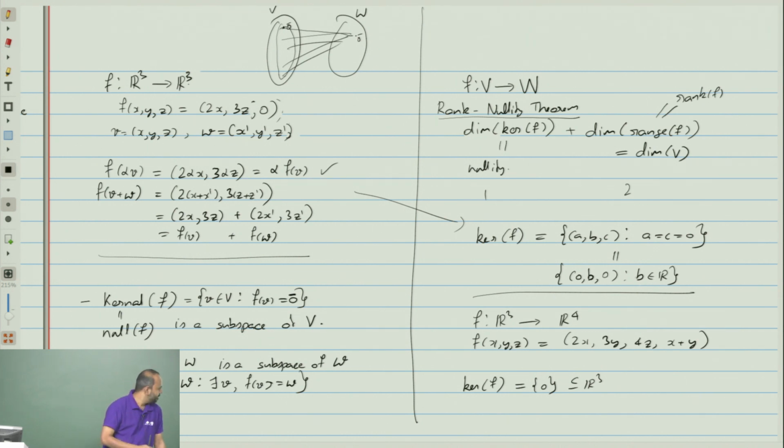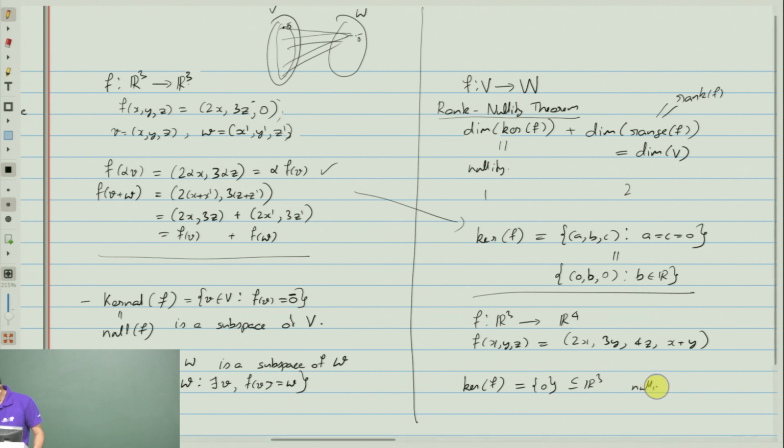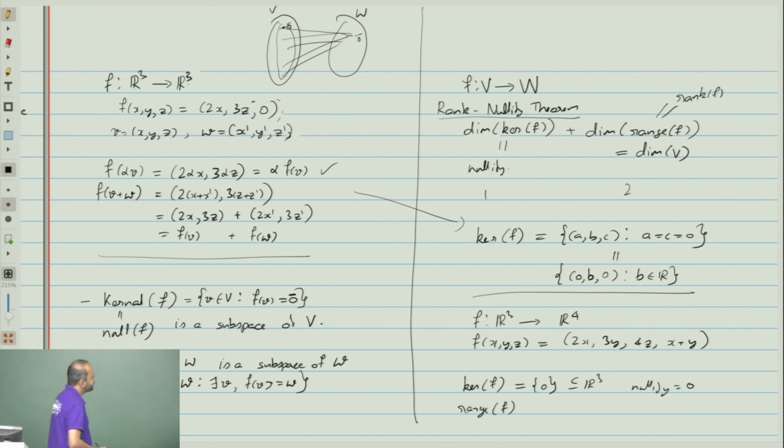Alpha times 0 is 0 itself, so you do not need any basis. So the dimension of the kernel is going to be 0. This nullity is equal to 0. What about the range? What is the range of f? What is the dimension of the range of f? It should be 3.